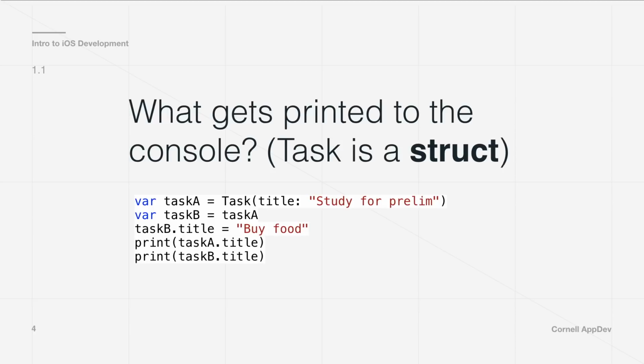Study for prelim first and then buy food. Yes, why? Because since task is a struct, task B, on the second line, is actually just a copy of task A. Exactly. Since task is a struct, and we know that when you assign variables to a struct, a copy is made. Even though we changed task B's title, that doesn't change task A's title because there are two different task objects. Does that make sense?